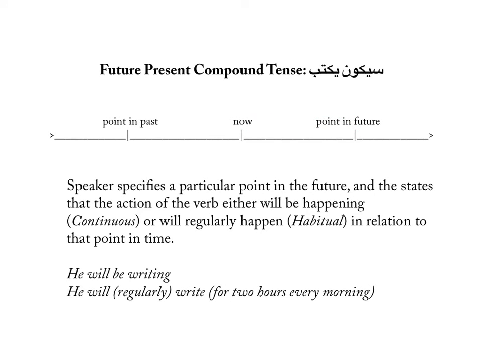Similarly, with the future present compound tense, sayakunu yaktubu, you're specifying a point in the future, but then you're saying that the action of the verb was either continuous or habitually happening sometime around that point in the future. So you're talking about what he is going to be in the process of doing at that point in the future, or what he will regularly, habitually, always be doing at that point in the future. And so he will be writing when I arrive, or, once he becomes a famous writer, he will regularly write for 2 hours every morning, even though maybe he doesn't do it right now.